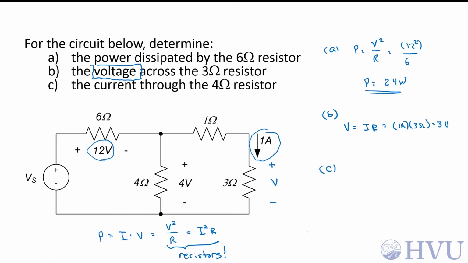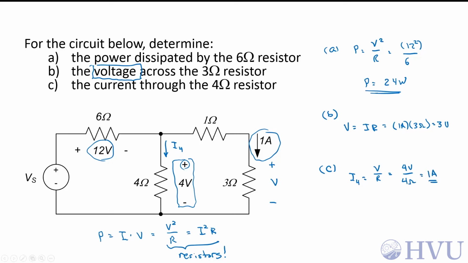On part C, the current through the 4 ohm resistor, I'm given the voltage across the 4 ohm resistor, and I'm told that this is my positive terminal. If I define my current such that it enters the positive terminal, call this I4, then Ohm's law applies, and I4 is equal to voltage over resistance, which is 4 volts over 4 ohms, which is 1 amp.